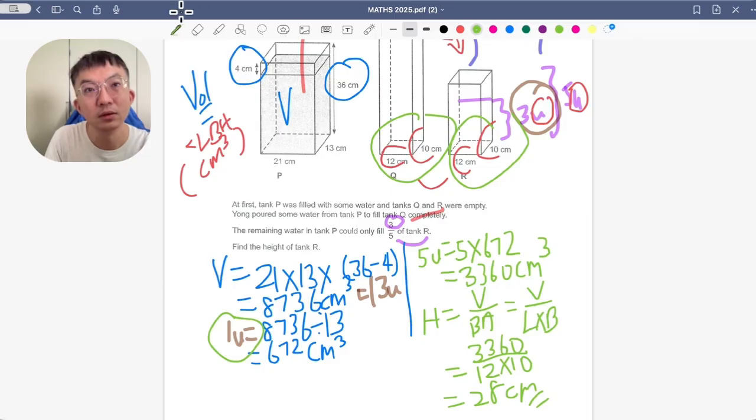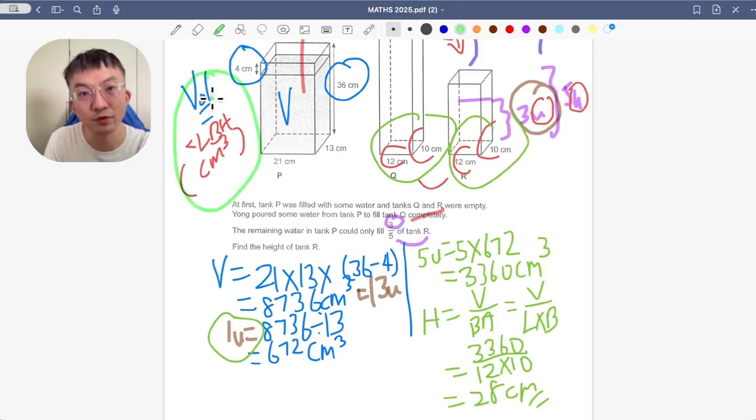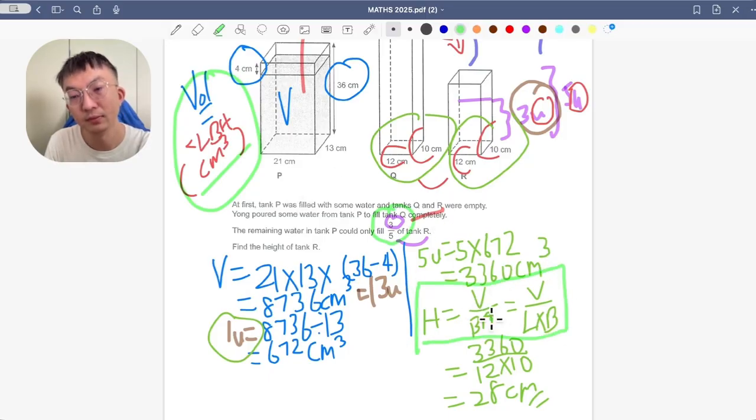That's the answer. So a few things to take note of: you want to remember the basic formula of LBH for volume, and take note of the units. Since you assign units, as in this 1U here, you know that the purpose of the numbers is to find 1U. And then of course we have another formula here that you must remember, which is height is equal to volume over base area.